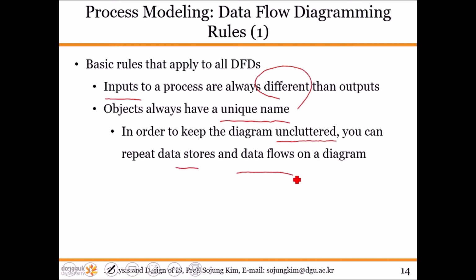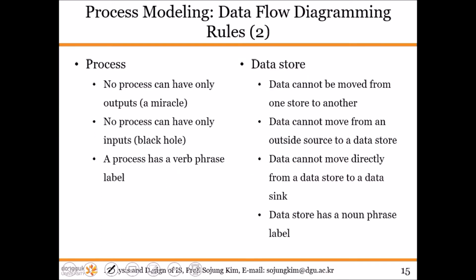Actually, when you develop the system, when you develop the program, you cannot use the same name several times. You know that, right? So this will help us avoid naming mistakes. Okay, process. No process can have only an output, or only an input. Once it has an input, it should have an output as well, right? So check the arrows. And a process has a verb phrase label.